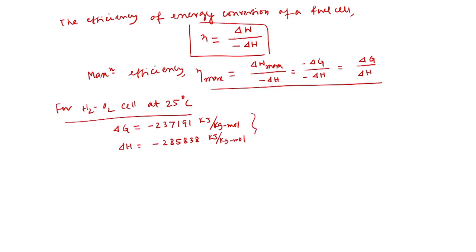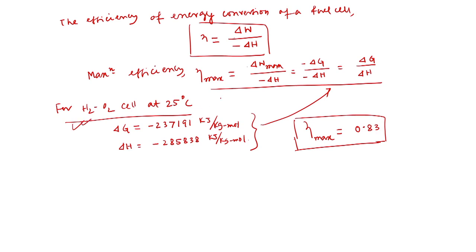Okay, so if we substitute this value in this expression, then eta max is approximately 0.83. That means it is 83%. So, this is how we can find out the efficiency of a fuel cell system, right? If this fuel changes and its operating temperature changes, this value will change, and then accordingly eta max will change, right? Now, we need to learn something about what is called theoretical EMF of a cell from change in Gibbs free energy during the reaction.